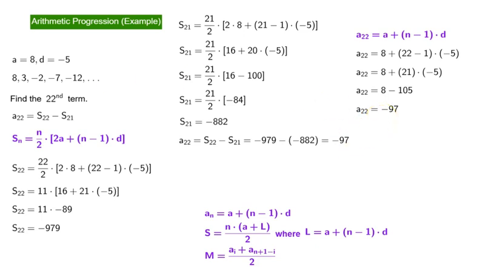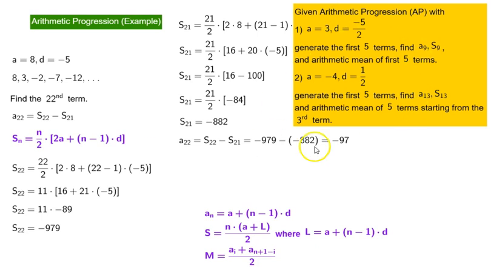Okay, now homework for you. Given an arithmetic progression with A equal to 3 and D equal to minus 5 by 2, generate the first 5 terms, find A sub 9, find S sub 9, and find the arithmetic mean of the first 5 terms.